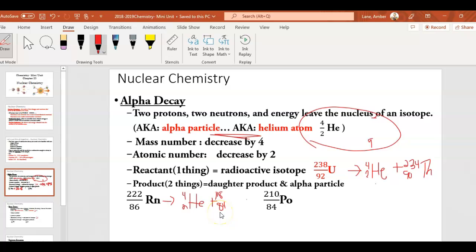So I'm going to go to my periodic table, and I'm going to figure out which element has the atomic number 84. And that, of course, is polonium. So I'm going to make that PO. So in every alpha decay reaction, you start with an unstable isotope, and you produce an alpha particle and a new, more stable isotope. So let's try this again.